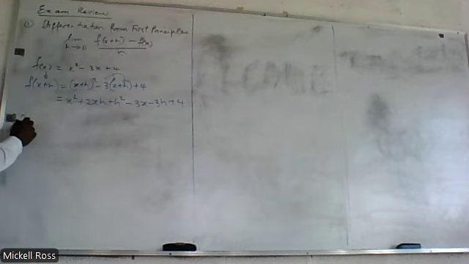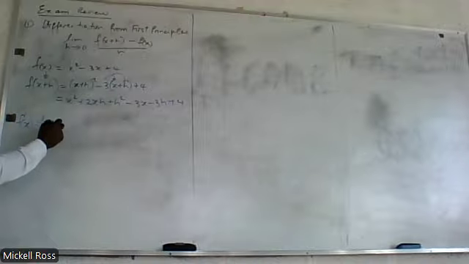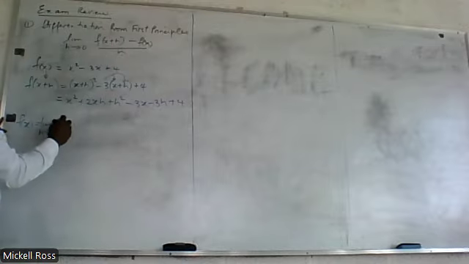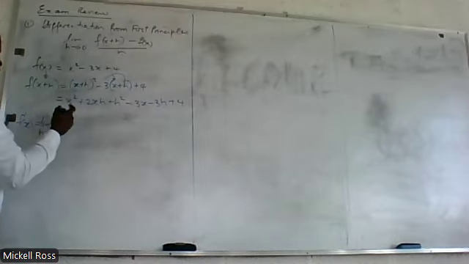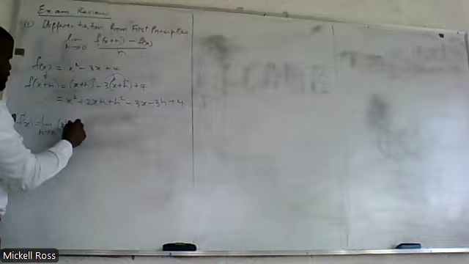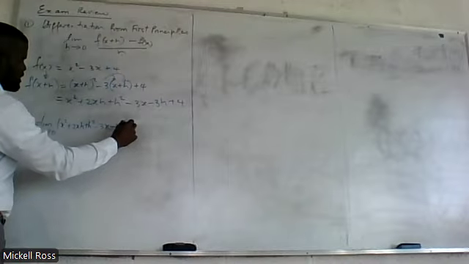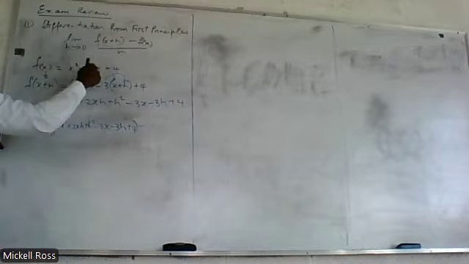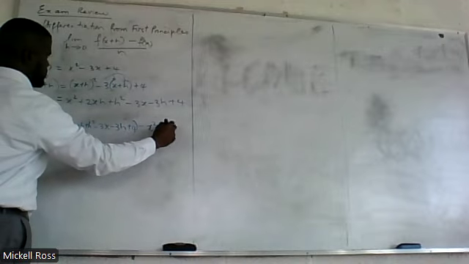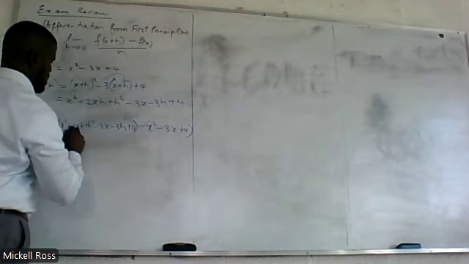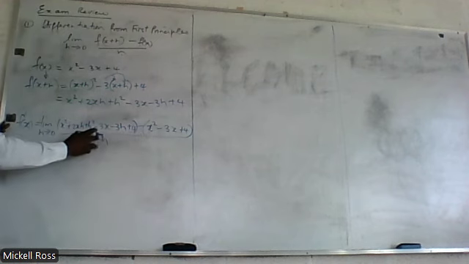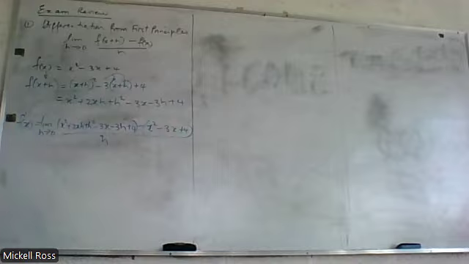So the derivative of f of x is going to be the limit as h tends to 0 of f of x plus h, which gives us all of this, x squared plus 2xh plus h squared minus 3x minus 3h plus 4, minus f of x, which is x squared minus 3x plus 4, all divided by h. So what we can do is look at the like terms and cancel or simplify.